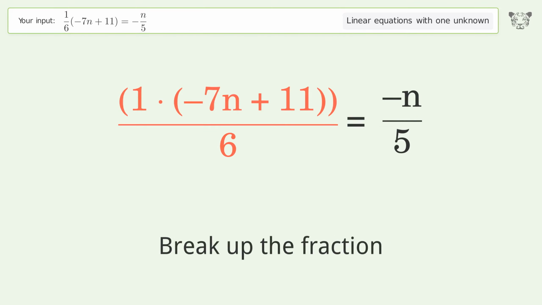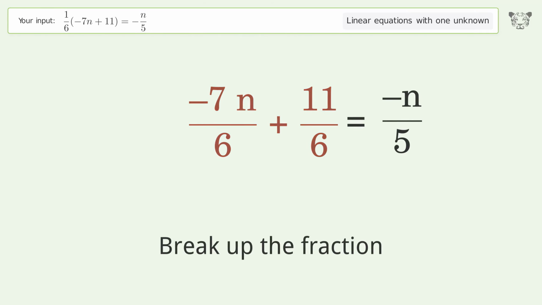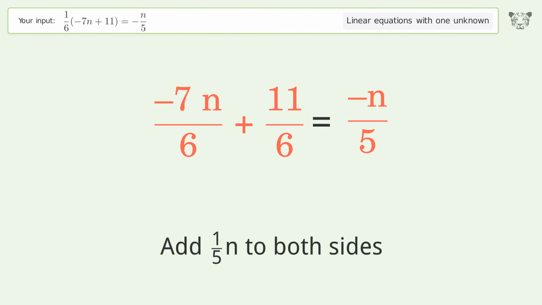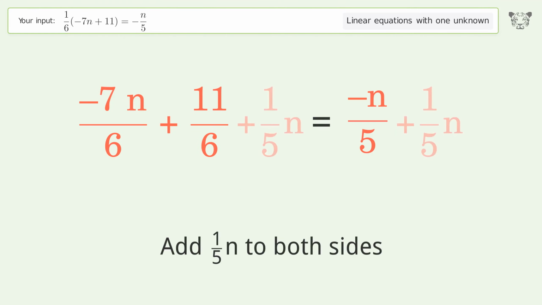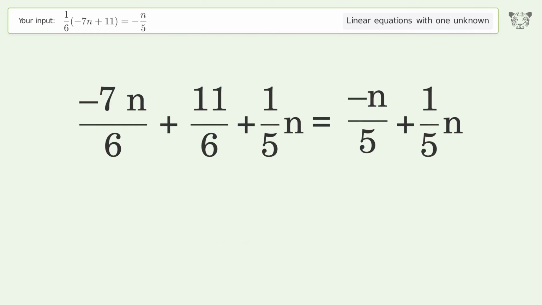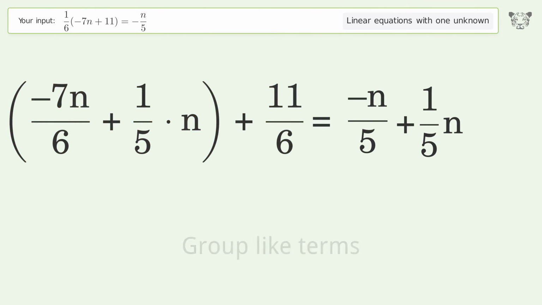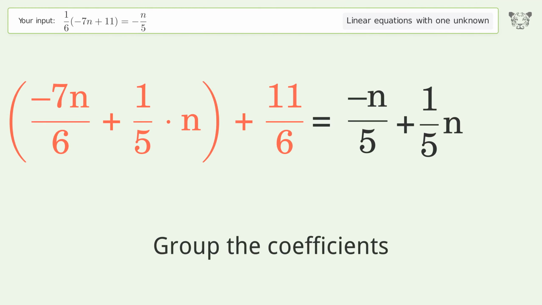Break up the fraction. Group all n terms on the left side of the equation. Add 1/5 to both sides. Group like terms. Group the coefficients.